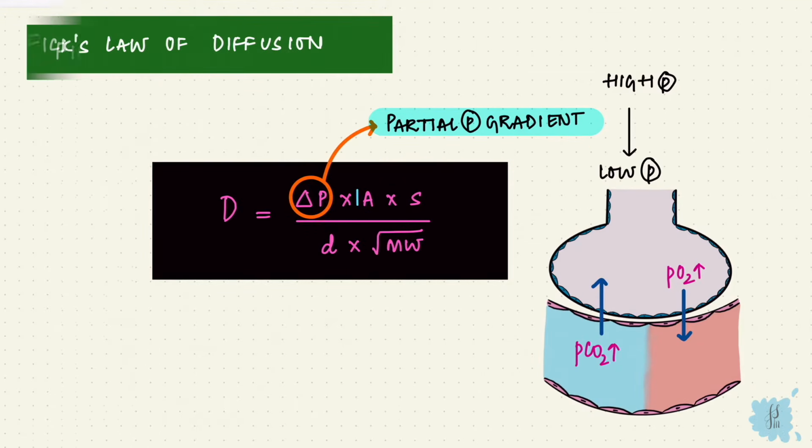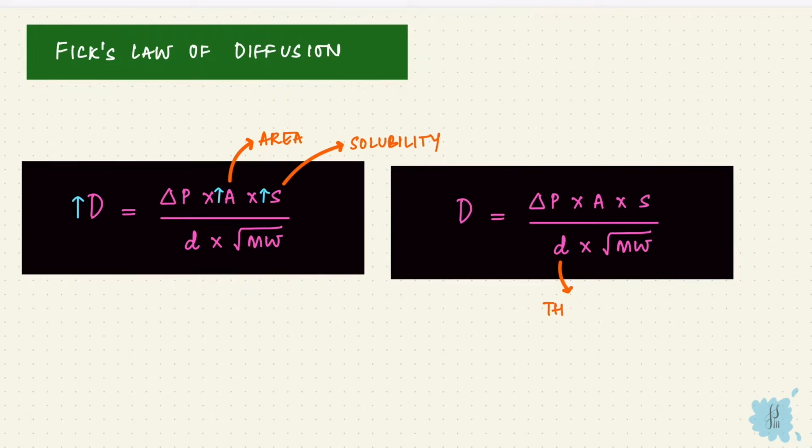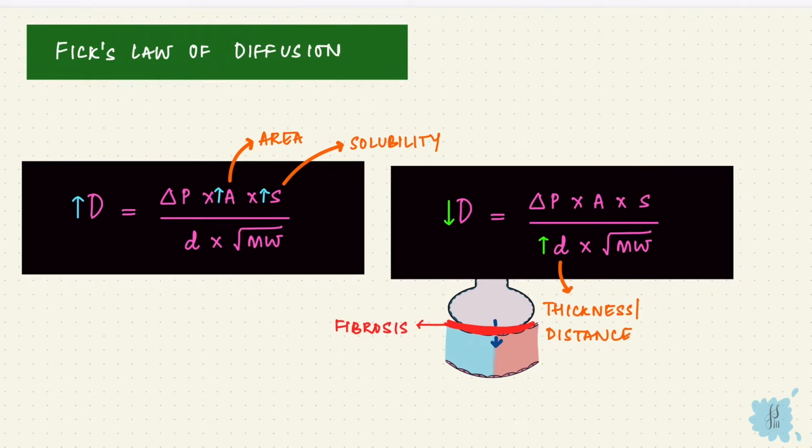More the area, more the solubility, more the diffusion. More the thickness, lesser the diffusion, because more the distance that the gas has to travel, like in fibrosis, where there's reduced diffusion. Higher the molecular weight, lower the diffusion.